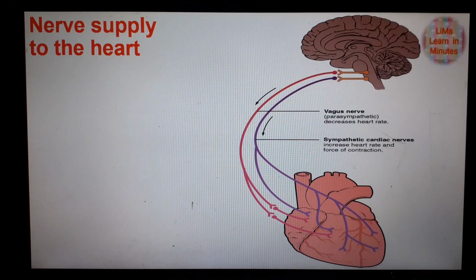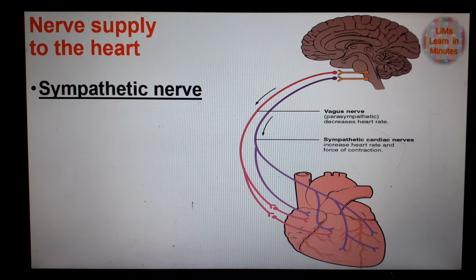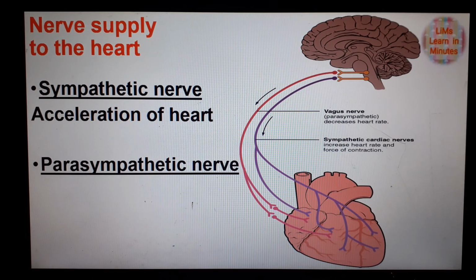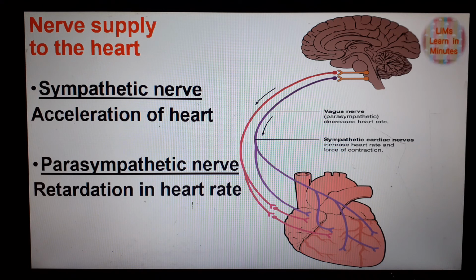Now next, nerve supply to the heart. The heart is supplied by both the sympathetic and parasympathetic nerves. The heart works in a rhythmic manner. Sympathetic nerve stimulation causes an acceleration of heart rate, whereas parasympathetic stimulation causes a retardation in heart rate.